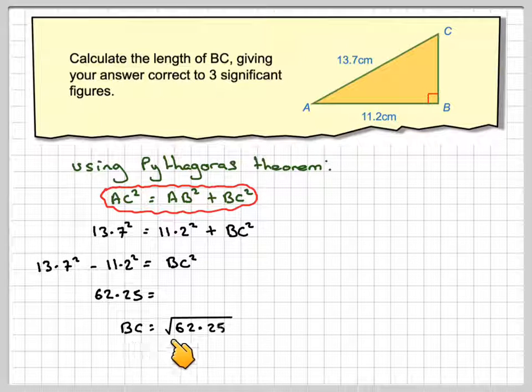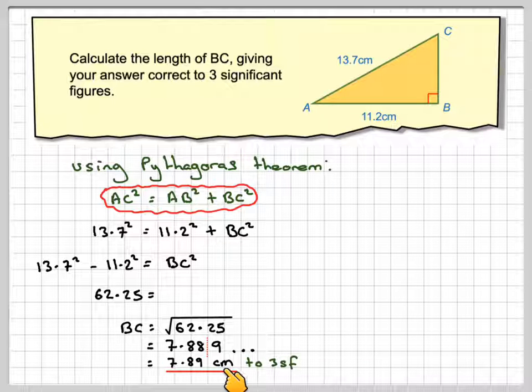But we want BC, so we need to take the square root of 62.25, which gives me 7.899. 3 significant figures, first, second, third. So draw my line here. That 9 will make that 8 a 9. And therefore, the final answer will be 7.89 centimetres to 3 significant figures. If you don't do that last step on this type of question, you are likely to lose the mark.